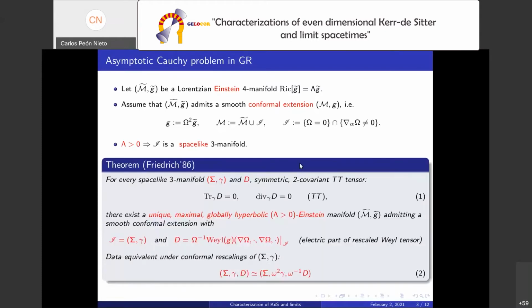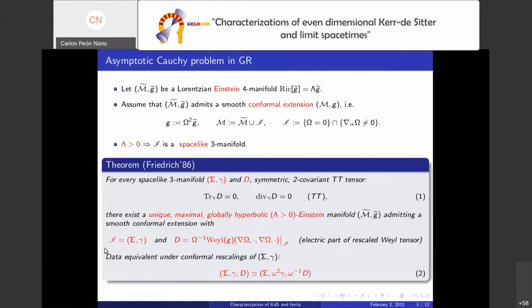And then we have this classical theorem by Helmut Friedrich from the 80s that asserts that for every space-like 3-manifold sigma, with gamma and D a symmetric 2-covariant TT tensor, these are the data of the Cauchy problem. D is a TT tensor, which means that it is traceless and without divergence. Then there exists a unique maximal globally hyperbolic solution of Einstein equations with lambda positive, admitting a smooth conformal extension in such a way that in the conformally compactified spacetime, scri corresponds with the manifold of the data, and D determines the so-called electric part of the rescaled Weyl tensor.